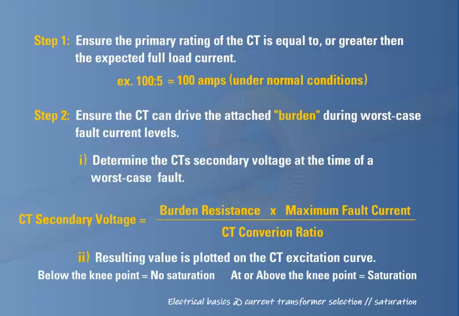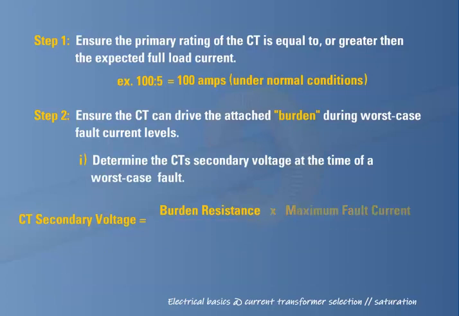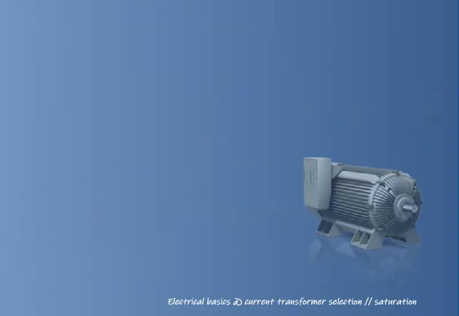If the value plotted on the curve is below the knee point, then the CT will not saturate under these worst-case fault conditions. If the value is equal to or greater than the knee point, then the CT will saturate. Now we will look at a practical example to help us further explain this calculation.